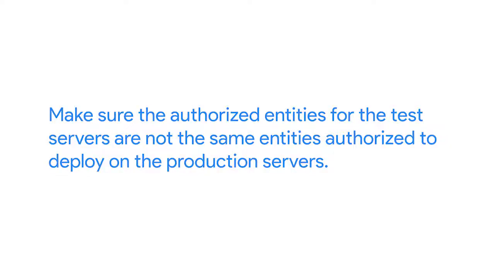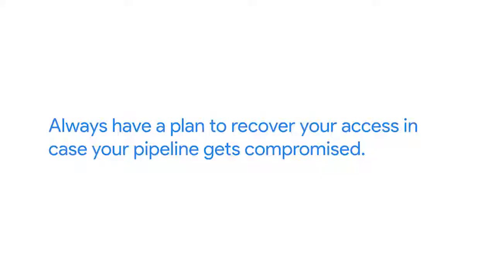So, 2 things to remember. First, make sure the authorized entities for the test servers are not the same entities authorized to deploy on the production servers. That way, if there's any kind of compromise in the pipeline, your production server is not affected. Second, always have a plan to recover your access in case your pipeline gets compromised.